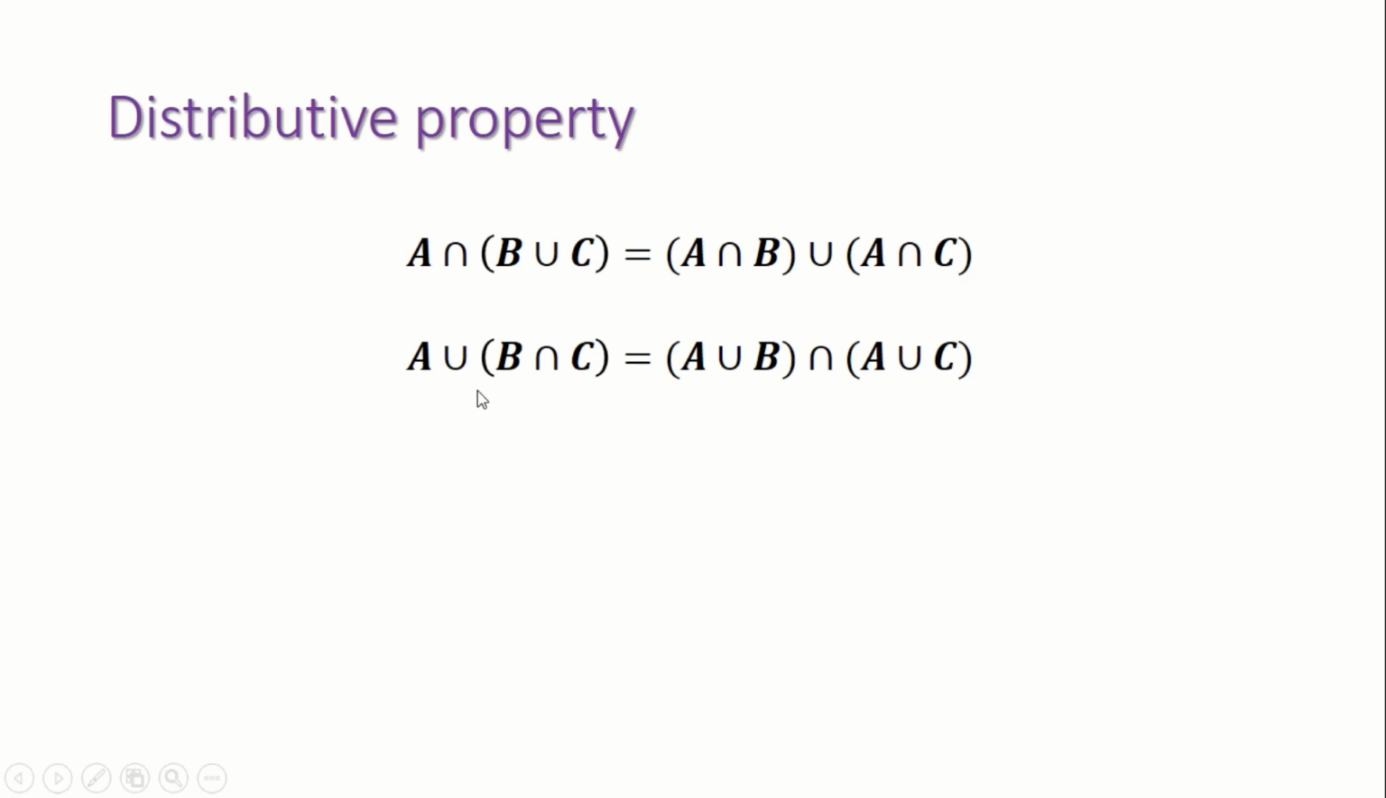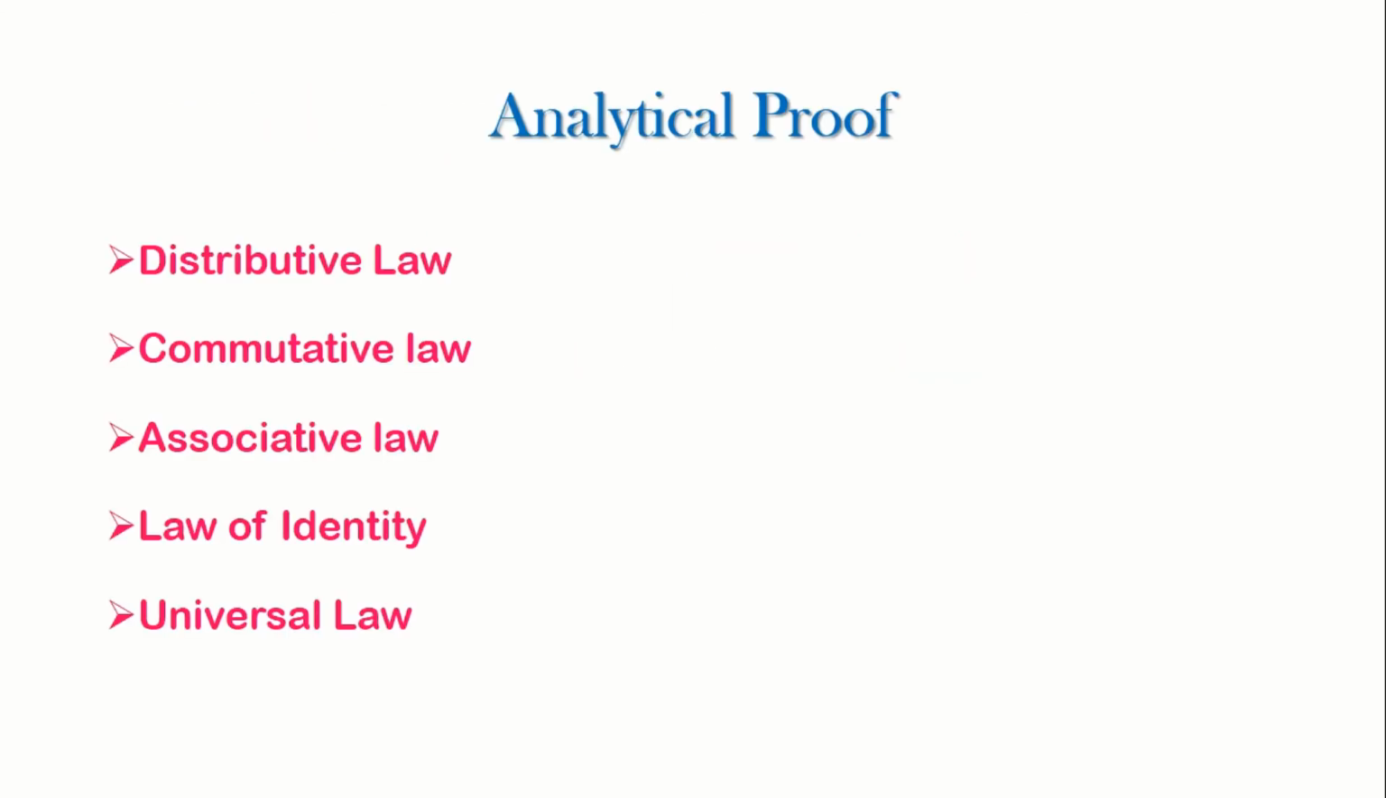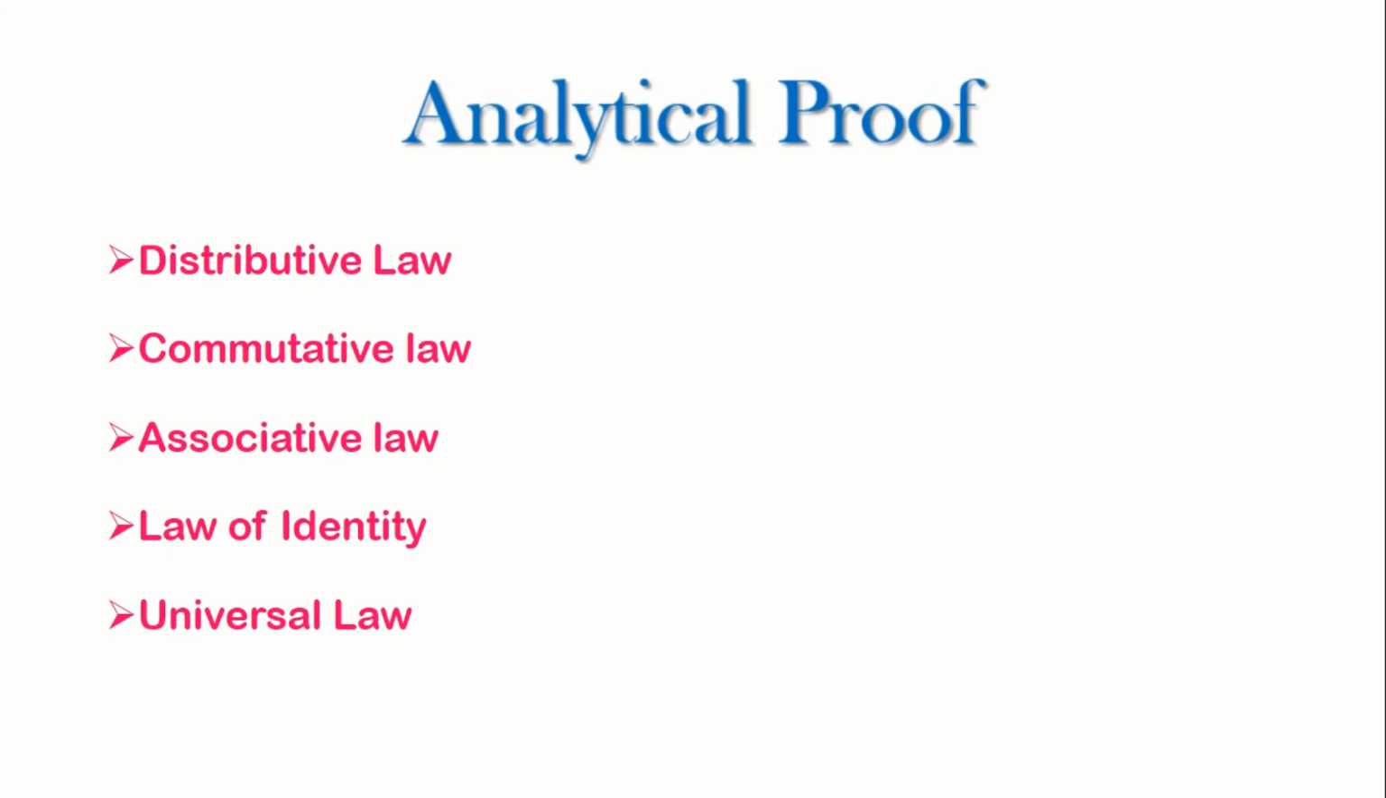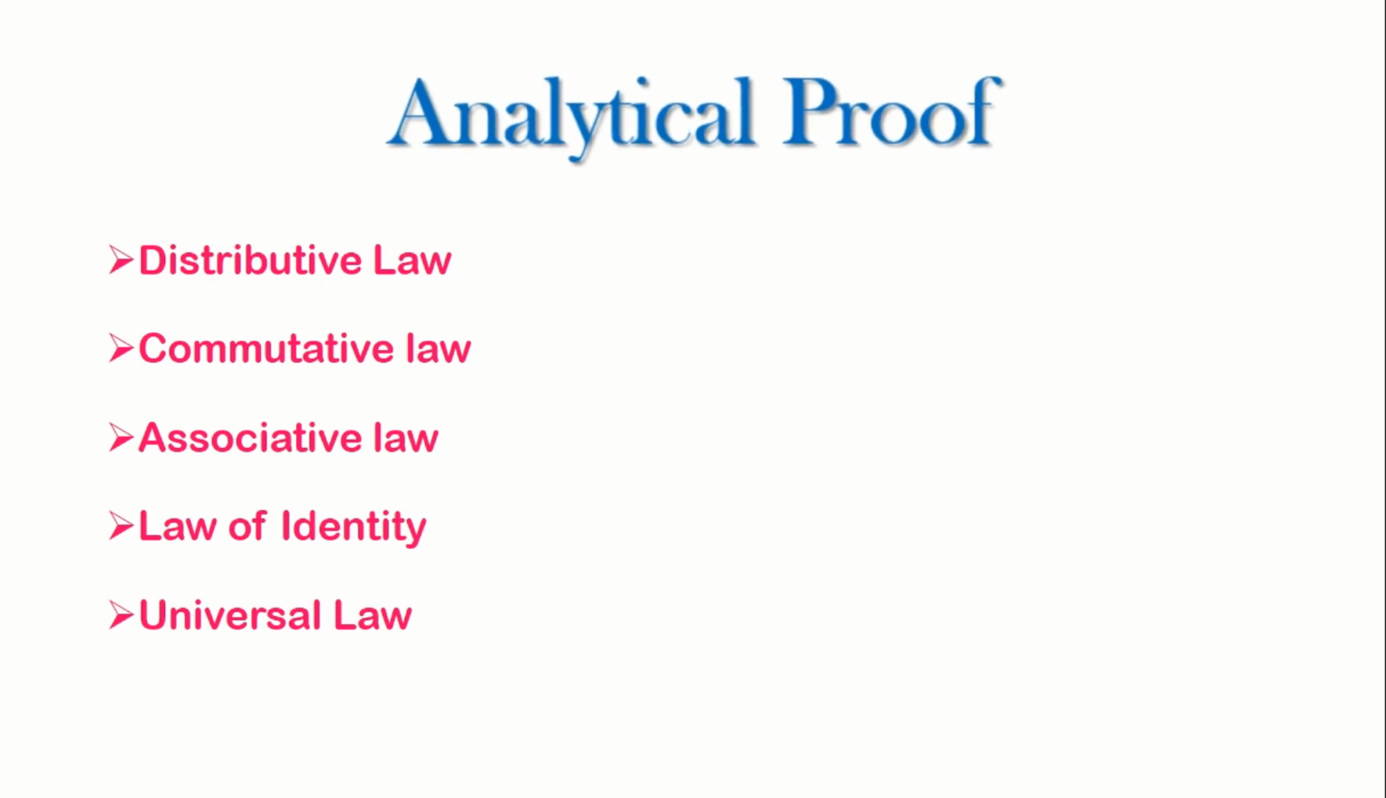We can verify these two distributive properties easily by using the Venn diagram. Now let's see the analytical proof of the distributive law, commutative law, associative law, law of identity and universal law.